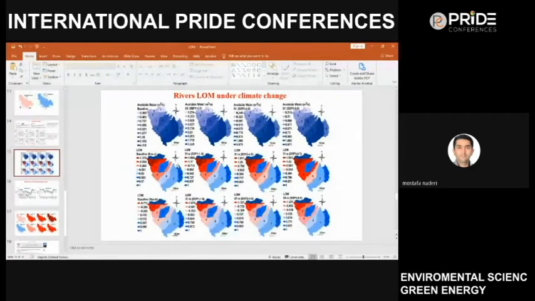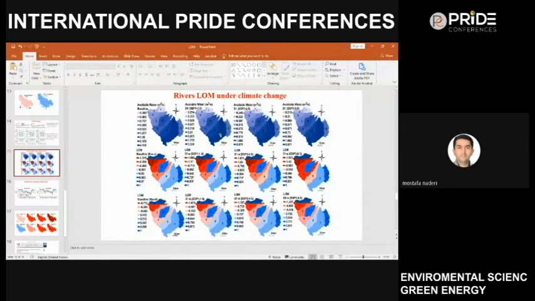Okay, again, the reverse LOM under climate change. This is the available water under the present time. For example, for subbasin 1, it is about 0.4, but decreases to about 0.25, 0.24, 0.21. And this happens for other subbasins.